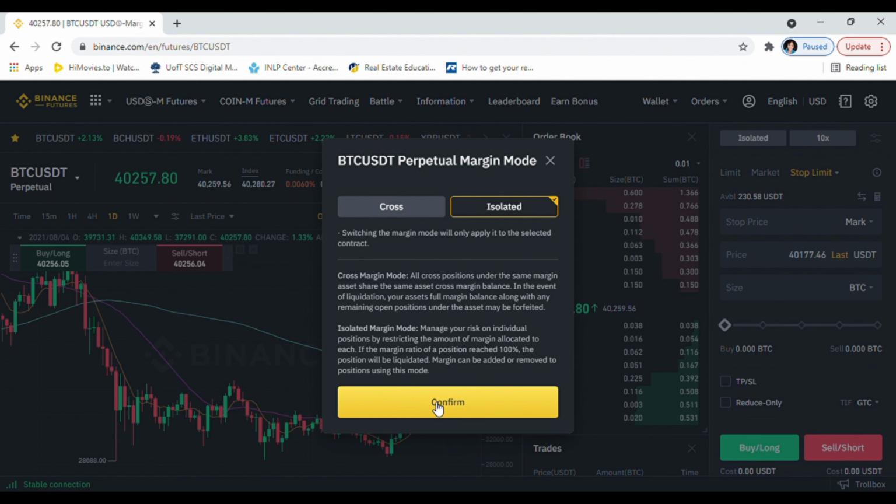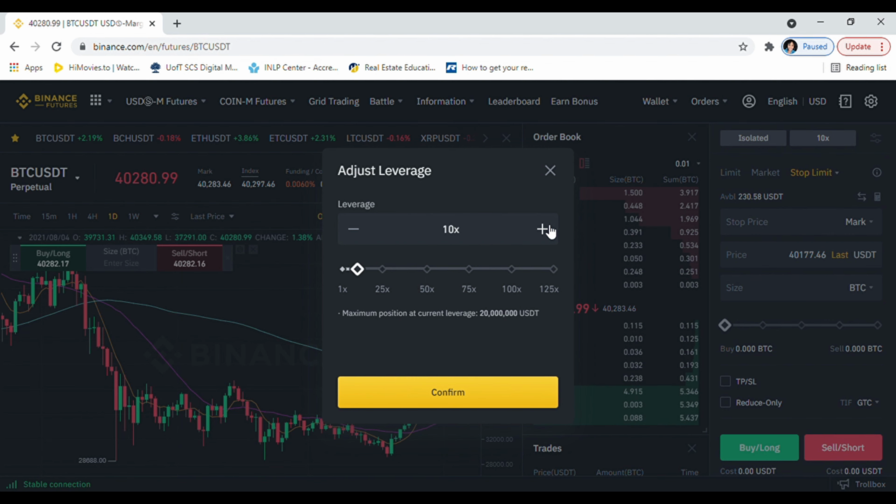Now, the next thing I want to talk about is leverage. If you go here next to isolated, there's this button here that says 10x. Click on that. Now this is a leverage. What is leverage? Basically, leverage is what allows us traders to be able to make money on exchanges like this. It's basically what allows you to make so much money. So leverage is basically the exchange borrowing you the money to trade with based on the amount of money that you have.